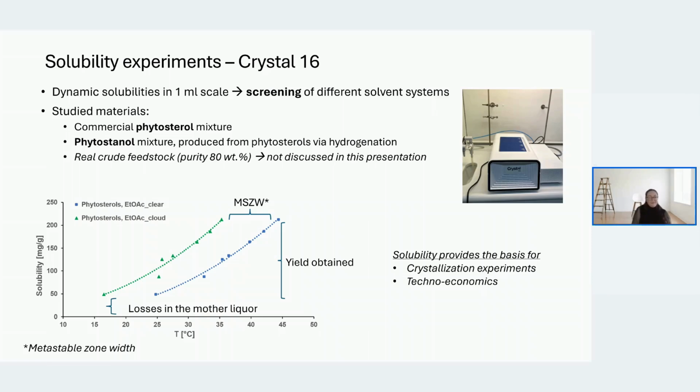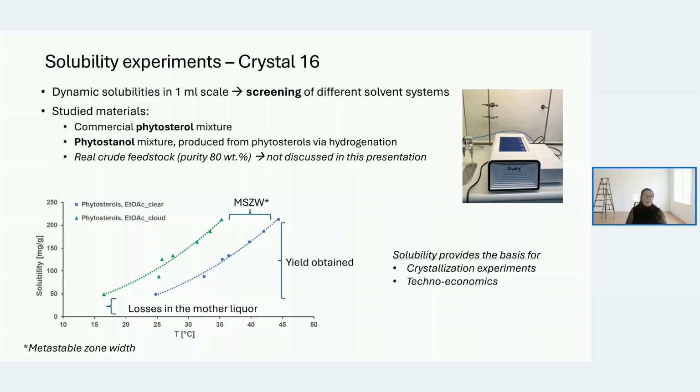Then in this figure, you see what kind of information we can get out of this Crystal 16. I'm fully aware that you know a lot about this method, so I don't need to explain too much. But just to highlight that the solubility information provides the basis for the crystallization experiments. For instance, we can easily identify what could be a good solute concentration to start with. And when doing cooling crystallization, what the studied temperature range could be.